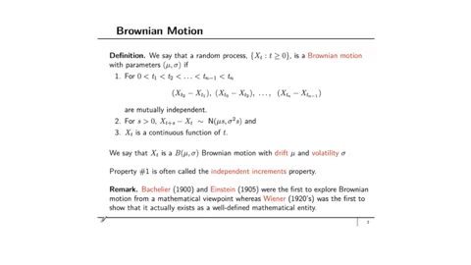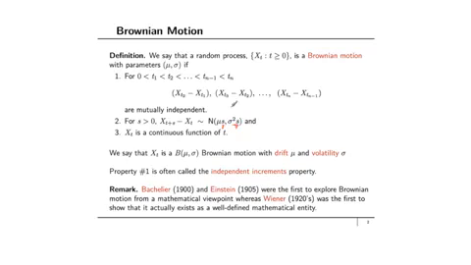We say that a random process or stochastic process, Xt, for t greater than or equal to 0, is a Brownian motion with parameters mu and sigma if, for fixed times t1 less than t2 up to tn, the increments Xt2 minus Xt1, Xt3 minus Xt2, up to Xtn minus Xtn-1 are mutually independent. For s greater than 0, Xt+s minus Xt must have a normal distribution with mean mu s and variance sigma squared s.